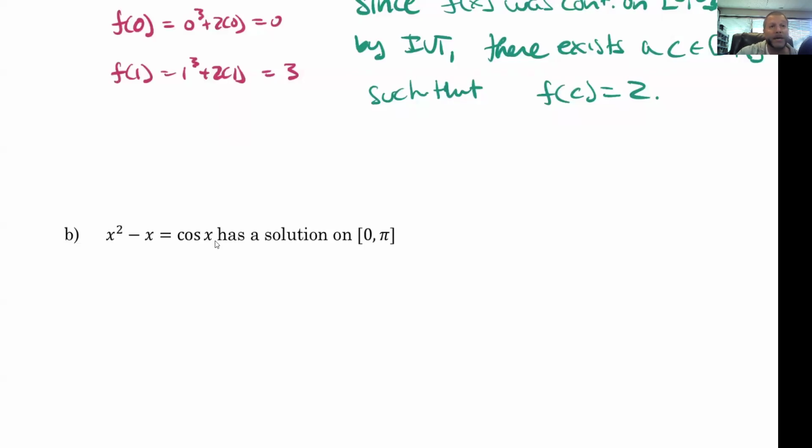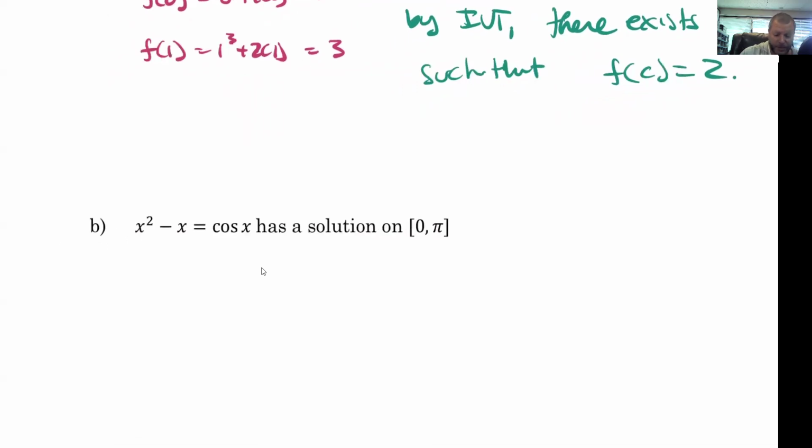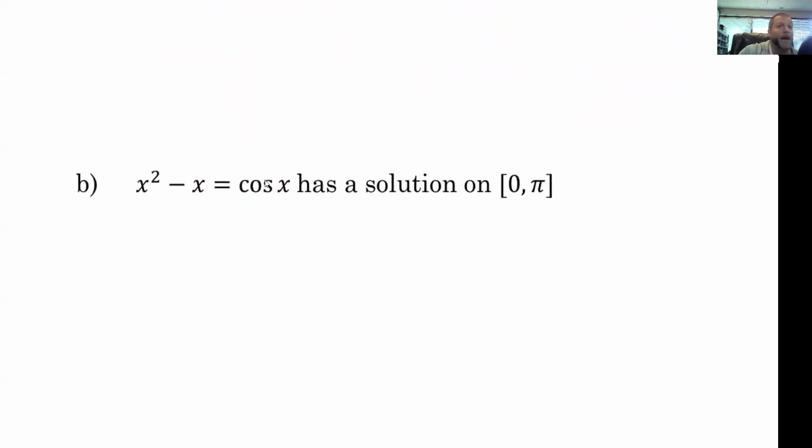All right, so for B, I'm actually going to do this one with Bolzano's theorem, just because there's no numbers here, right? So solving it with IVT would actually be Bolzano's theorem because f of c would equal 0. So I'm going to get everything over to one side, right? So I'm going to say x squared minus x minus cosine of x is equal to 0.